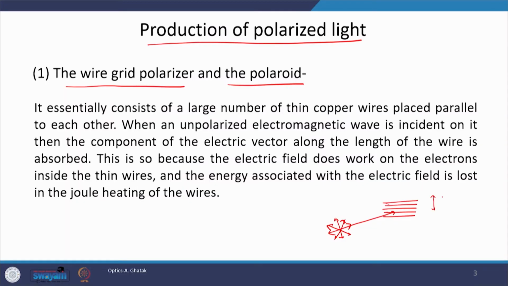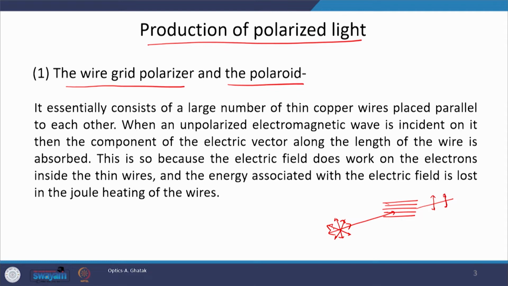and the electric field does work on the electrons inside this thin wire, and the energy associated with the electric field is lost in the Joule heating of the wires. This is how the component which is parallel to the length of the wire gets absorbed, and what is left is the perpendicular component. This is how we get a linearly polarized light using this wire grid polarizer. On the other side we get a linearly polarized light.